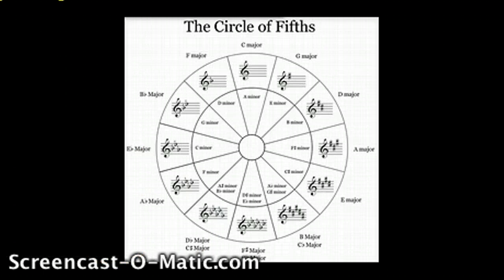To get ready for our in-class work, make sure you brush up on your key signatures and have them really memorized. See you in class.